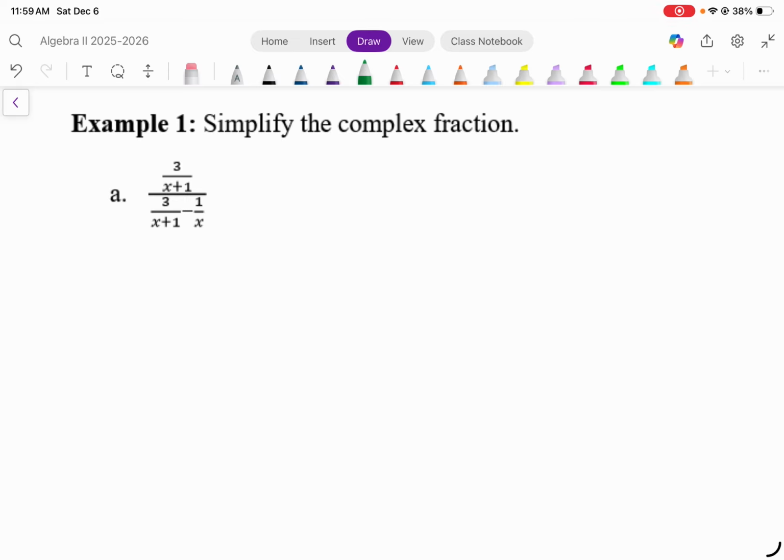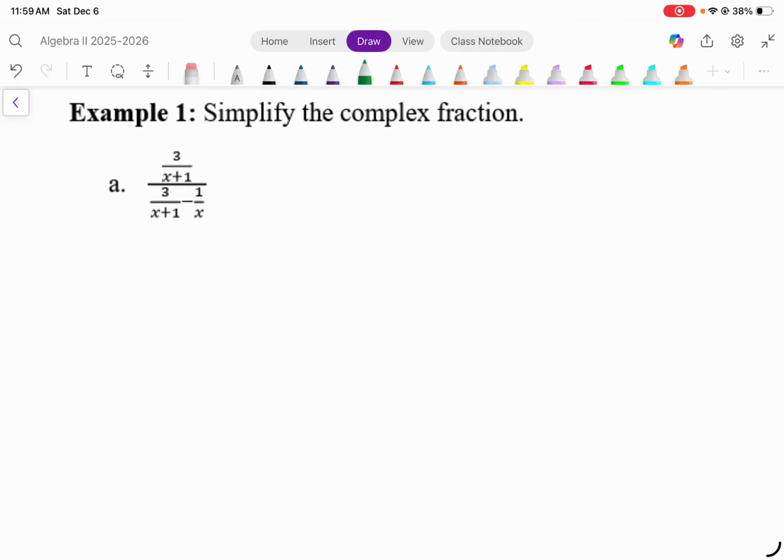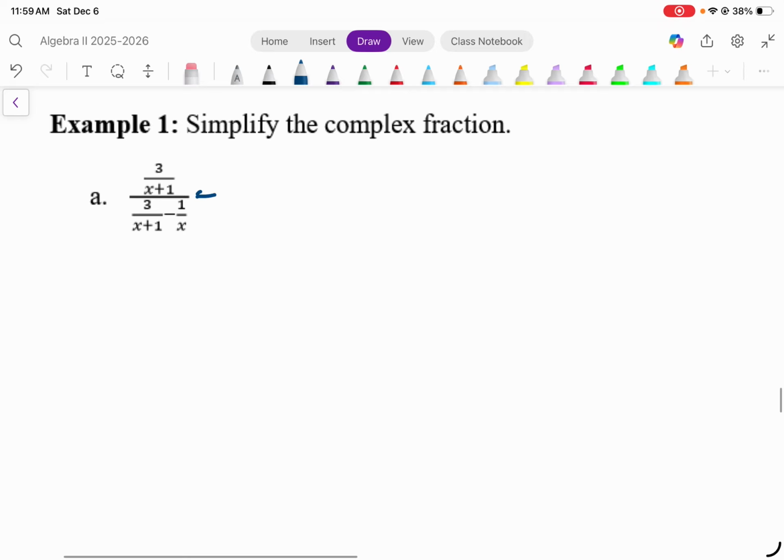So if we look here, we have on the top 3 over x plus 1, and then on our denominator, we have 3 over x plus 1 minus 1 over x. With these, when you have it written as a complex fraction, that makes it look very intimidating. So we're going to rewrite this as a division problem. Remember, the fraction bar means division. So this one that's separating the numerator and denominator with those fractions, we're going to change that to division.